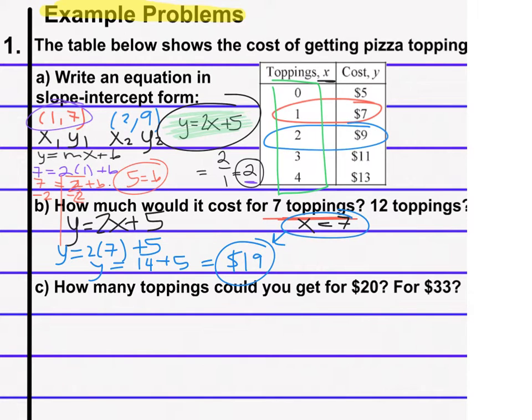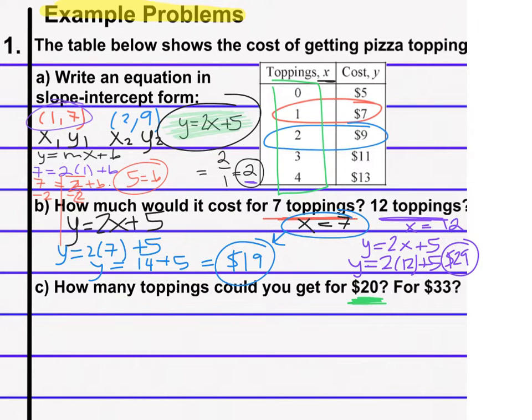All right, for 12 toppings, I'm doing the same thing, but I am making x 12 instead of 7. So I have the same equation, y = 2x + 5. I replace the x with 12. So 2 times 12, 24, plus 5, $29.